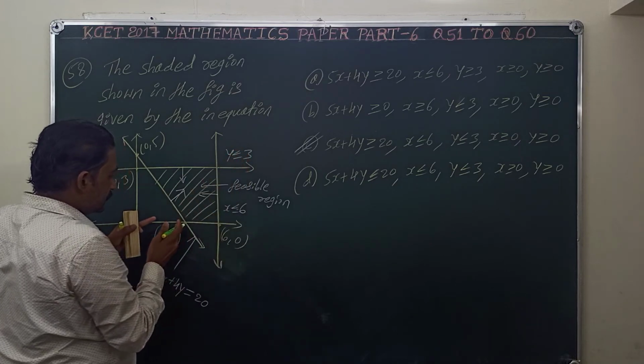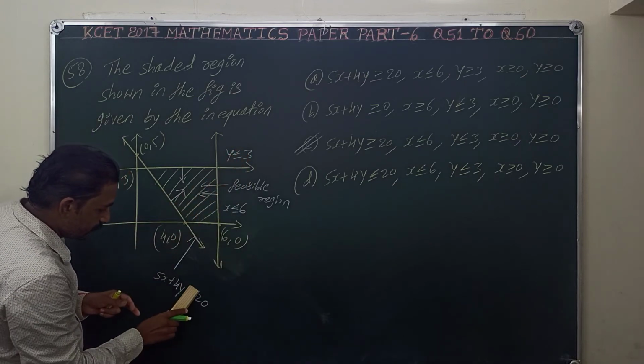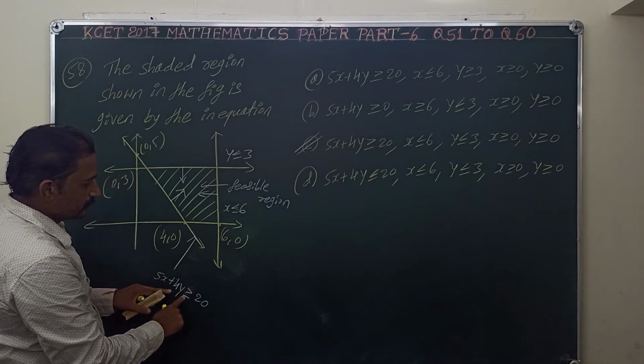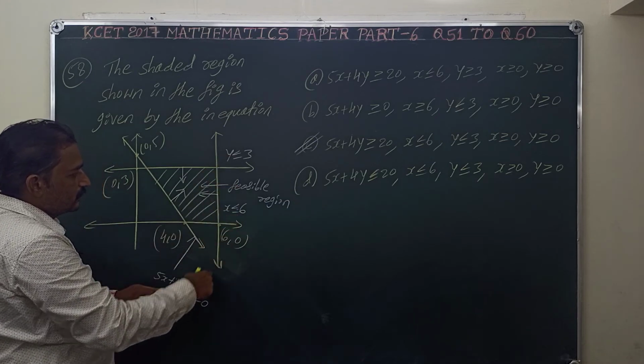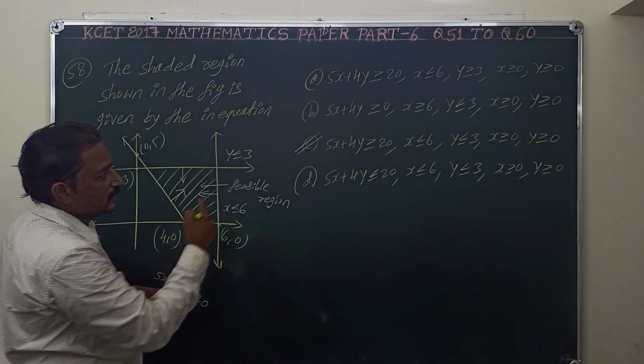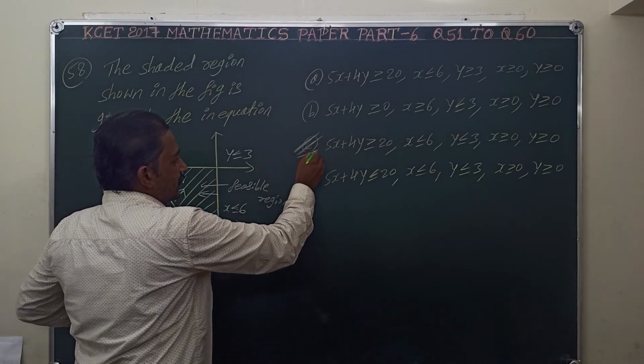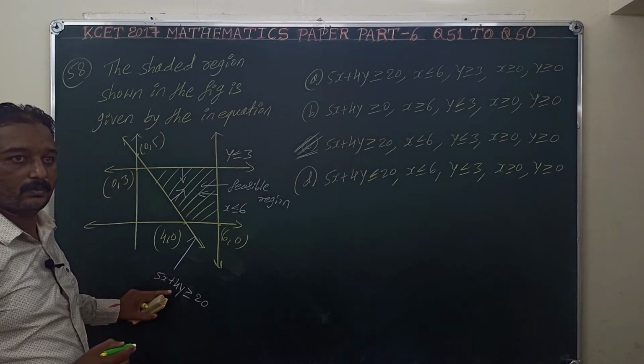3. Here in this case away from the origin, 5x plus 4y greater than or equal to 20. So these 3 inequations satisfy this feasible region. These are option C. So option C is the correct answer in this case. Take down.